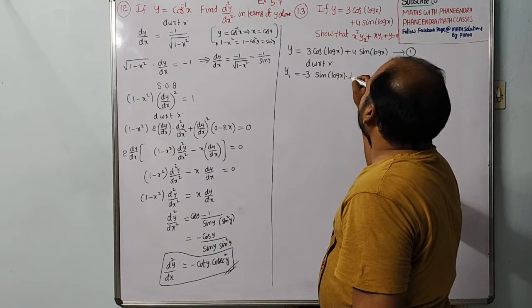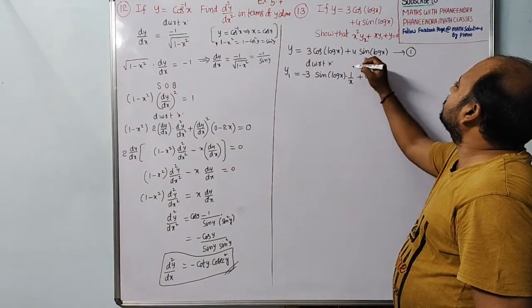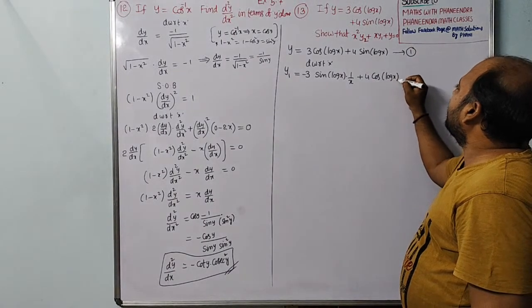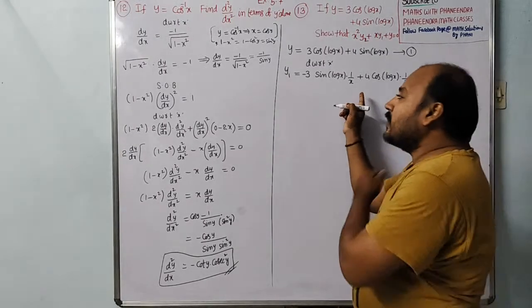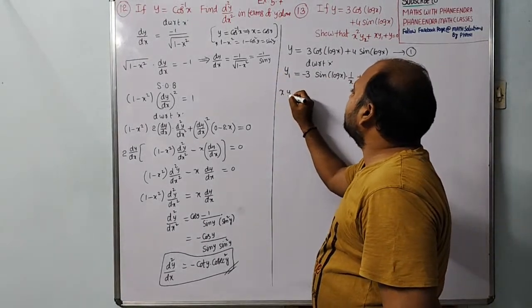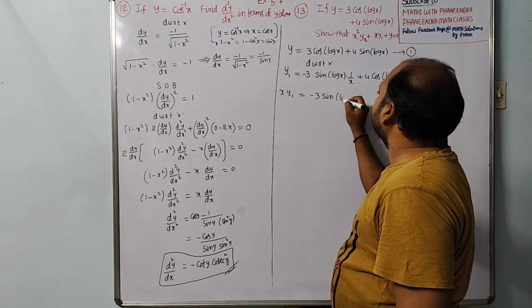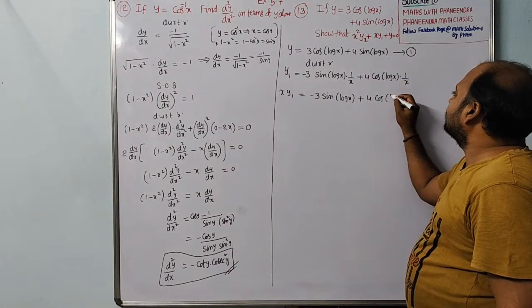Again log x derivative is 1 by x only now. Plus 4 into sin of log x, derivative is cos of log x. Again log x derivative is 1 by x. So 1 by x take common and will bring this side. xy1 is equal to minus 3 sin of log x plus 4 cos of log x.